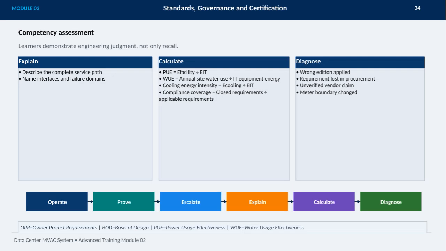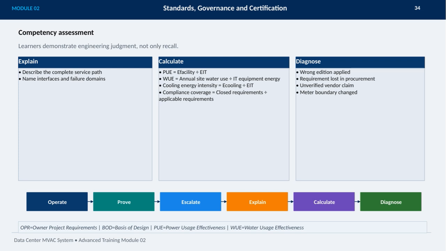In this competency assessment, you're expected to demonstrate real engineering judgment, not just memorize facts. You need to be able to explain key concepts like describing the complete service path and identifying interfaces and failure domains. When it comes to calculations, you'll work with important metrics such as PUE, which is the facility's total energy divided by IT equipment energy, WUE that measures water use relative to IT energy, cooling energy intensity, and compliance coverage to understand how well requirements are met.